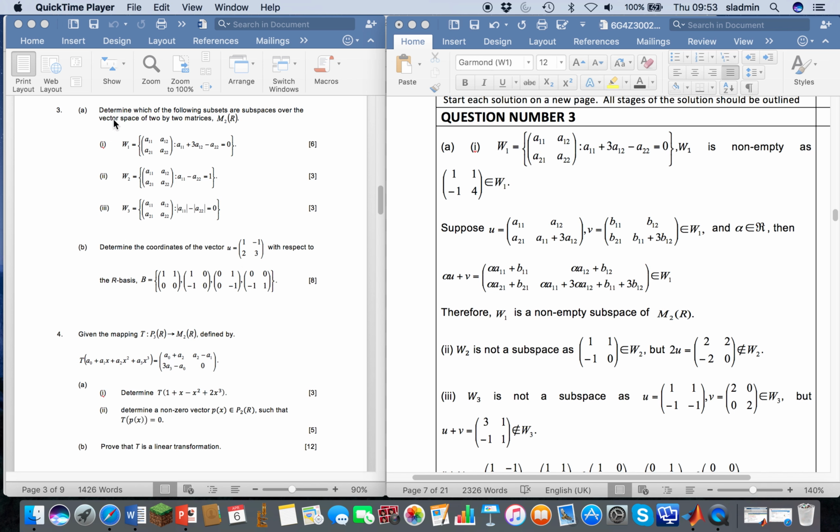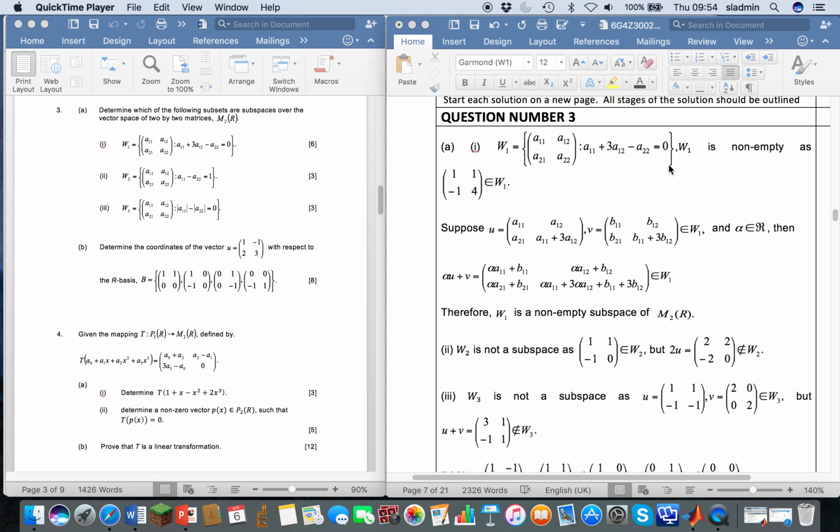2016. Question number 3 is to do with vector spaces and subspaces. In part B, we need to find coordinates of a vector with respect to a basis. In part A, part 1, we have this subset W1. As you can see, it's a 2 by 2 matrix such that A11 plus 3A12 minus A22 is 0.